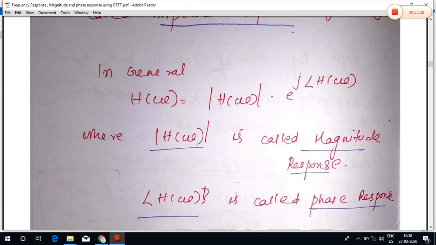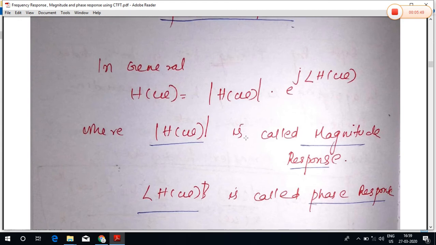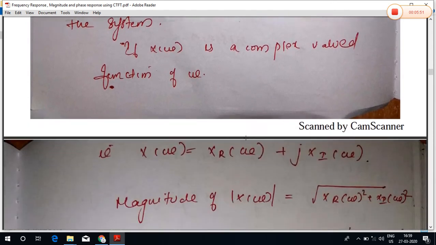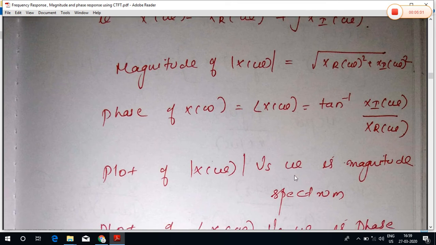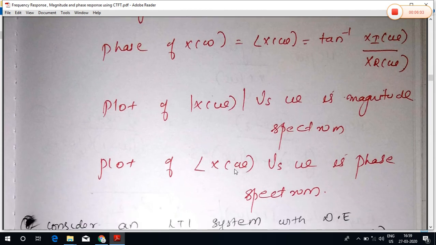In general, we can represent this h of omega as a combination of two terms, mod h of omega into e raised to j angle h of omega, where mod h of omega is called the magnitude part, and angle h of omega is called the phase part. On plotting mod h of omega versus omega, or mod x of omega versus omega, we get what is called the magnitude spectrum or the magnitude response, and the plot of angle x of omega versus omega is called the phase spectrum.